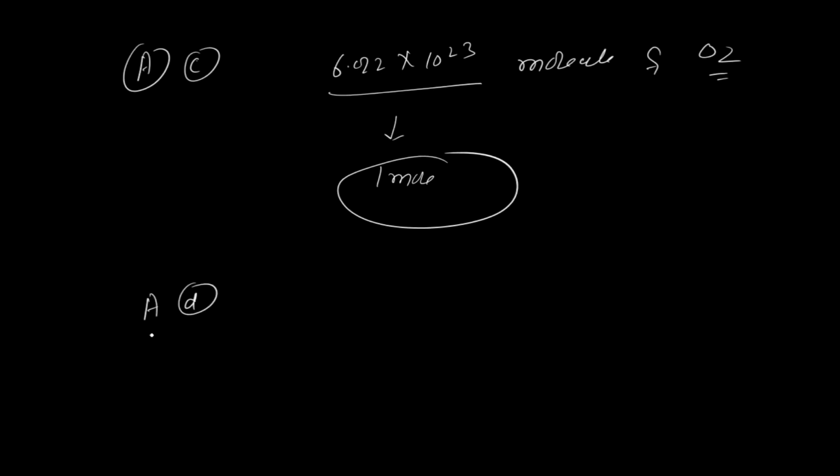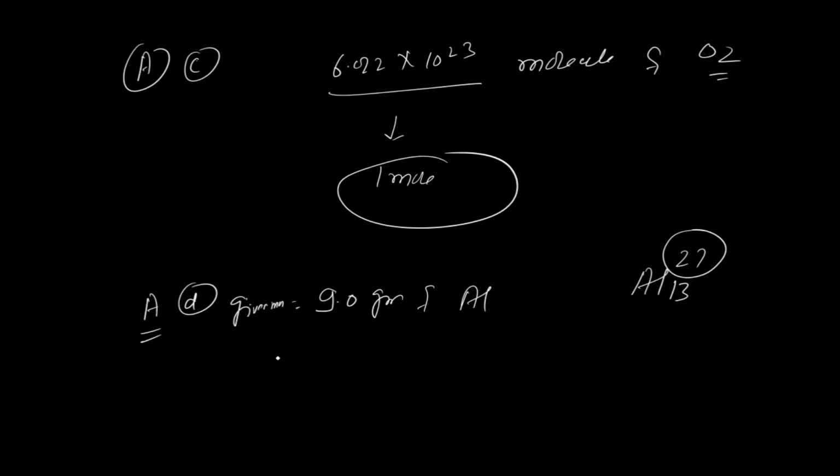Question number D. So what does question number D have? Question number D has 9.0 gram of aluminium. You have to find out the number of moles in 9.0 gram of aluminium. So aluminium is 13, 27. So atomic mass is 27. Now just understand. So given mass they have already given. Given mass is equal to 9 gram, and the atomic mass of aluminium is 27. Use the formula directly.